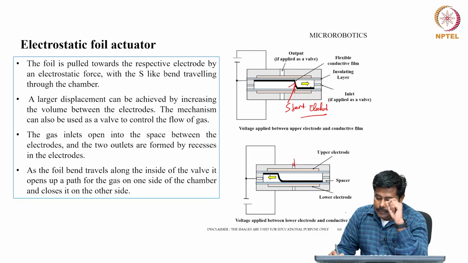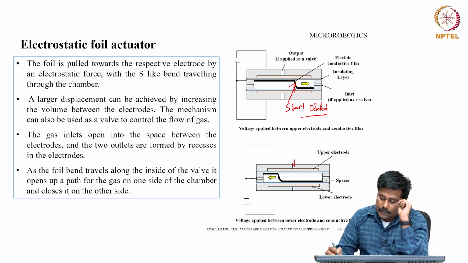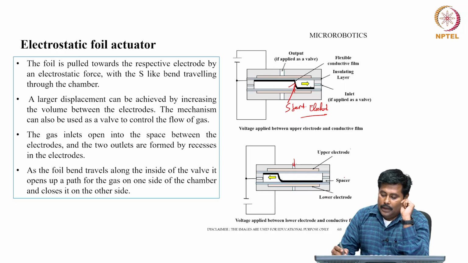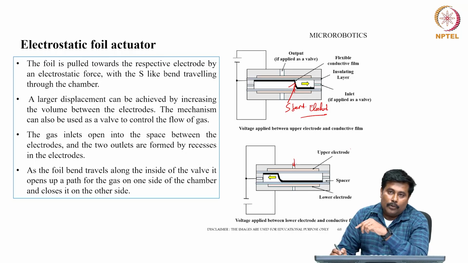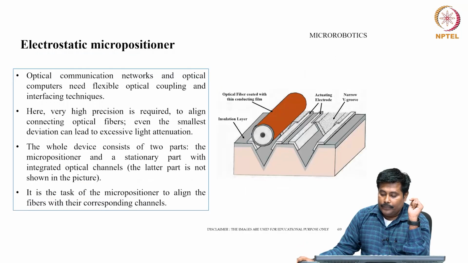So, ideally what happens is, there are upper electrodes and lower electrodes, and then there is a spacer which is available. So, by configuring this voltage appropriately, we can have a kind of construction.